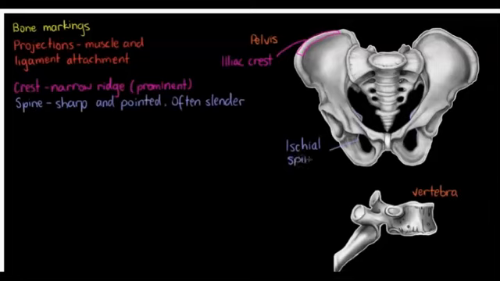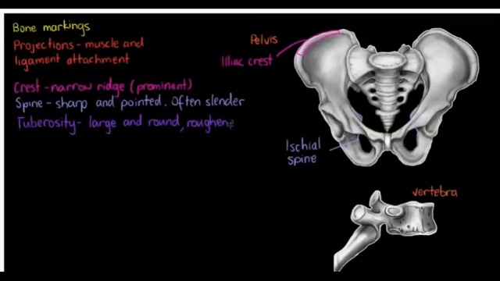Ischial is just the abbreviation of ischium, and then our bone marking name, so spine. Tuberosity is a little bit different. A tuberosity is a large and round projection, and it's often quite roughened.